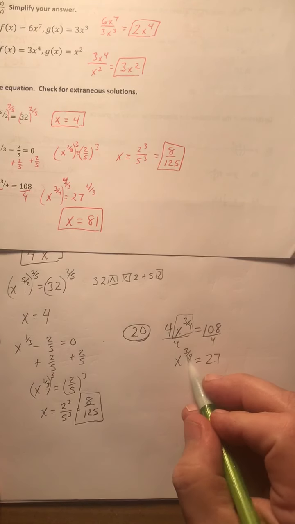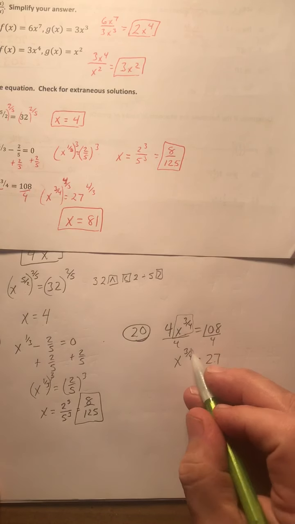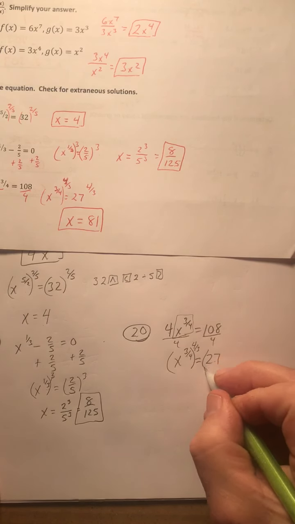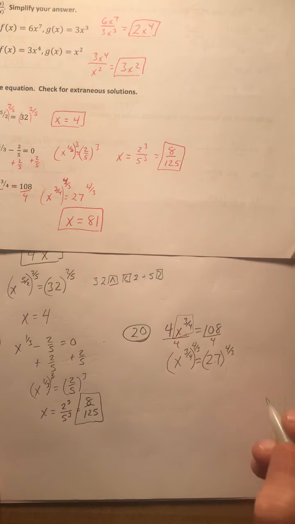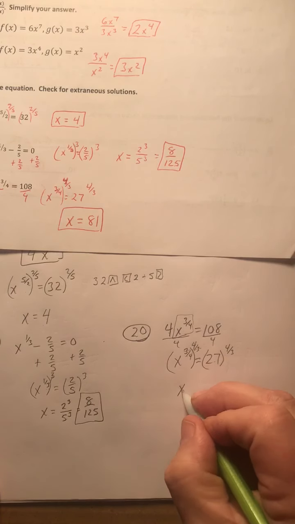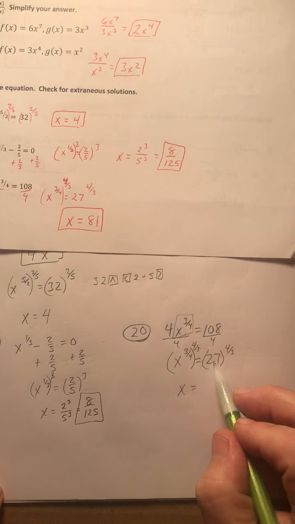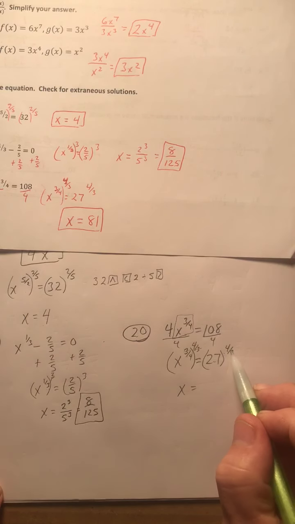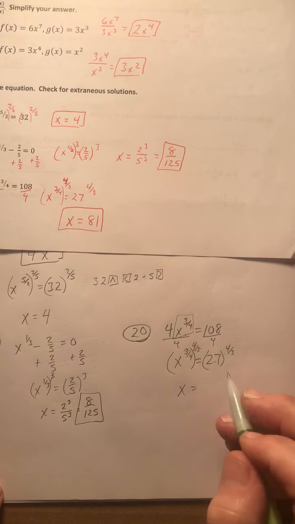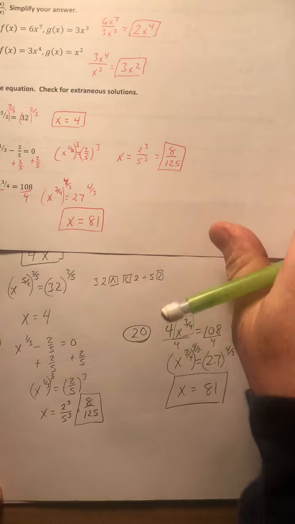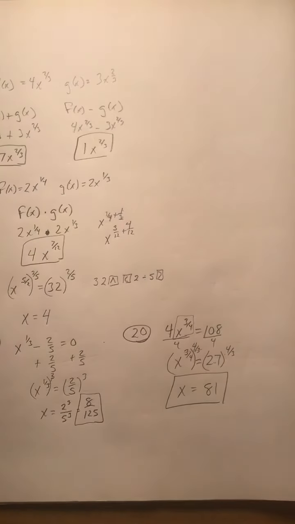All right. Now we have to get rid of that 3/4 power. So again, reciprocal power. So I have to do the 4/3 power. So 4/3 and 3/4 cancel each other out. So I get x equals, and then in the calculator again, do 27 to the 4 divided by 3 power and hit enter, and you will get 81. All right. So that was number 20.